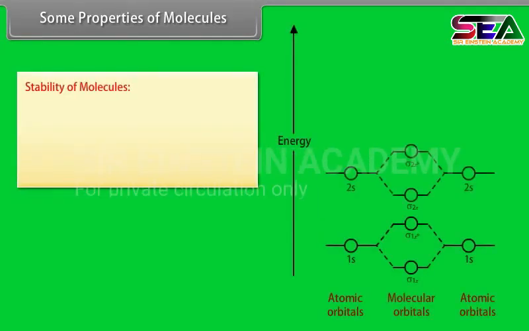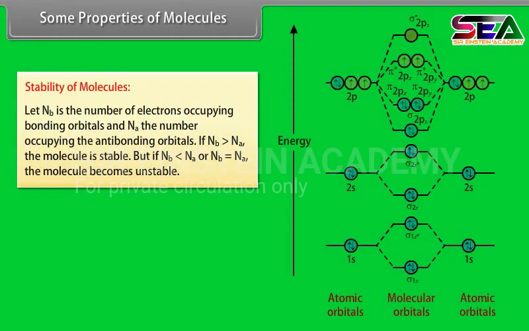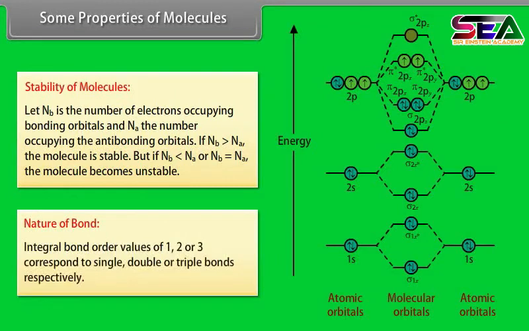Some properties of molecules. Stability of molecule. If Nb is the number of electrons occupying bonding orbitals and Na is the number occupying the anti-bonding orbitals, if Nb is greater than Na, the molecule is stable. But if Nb is less than Na or Nb is equal to Na, the molecule becomes unstable. Nature of bond. Integral bond order values of 1, 2 or 3 correspond to single, double or triple bonds respectively.